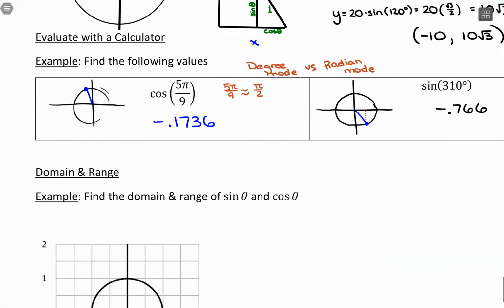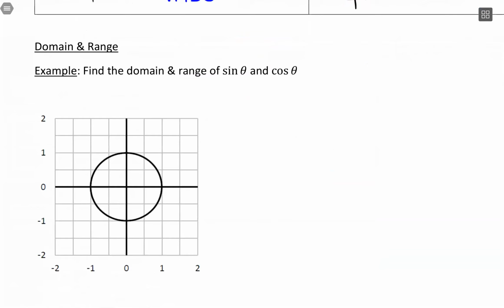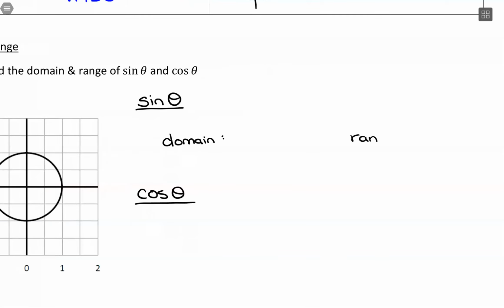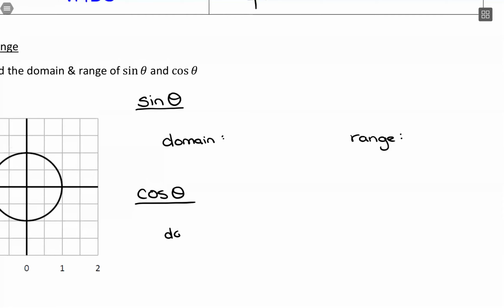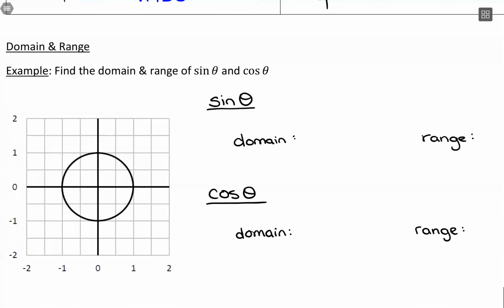All right, the last piece I want to go over here is domain and range for sine and cosine. So let's look at sine theta and cosine theta and describing the domain and range for each. So domain and range, it's our possible inputs and possible outputs. So domain is all about what are possible values that we can input, and range is about possible outputs.